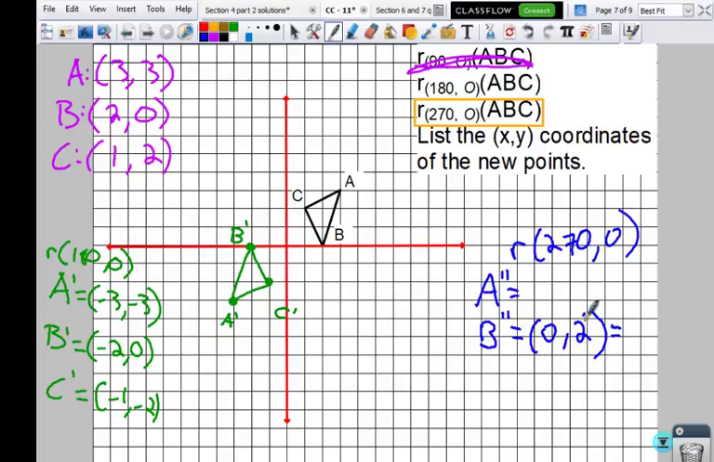So I'm just going to keep going. And -2 times -1 right there, and I'm going to get 0, -2. Oh, it is. 0, -2 is right here. So I'm going to label that B double prime.